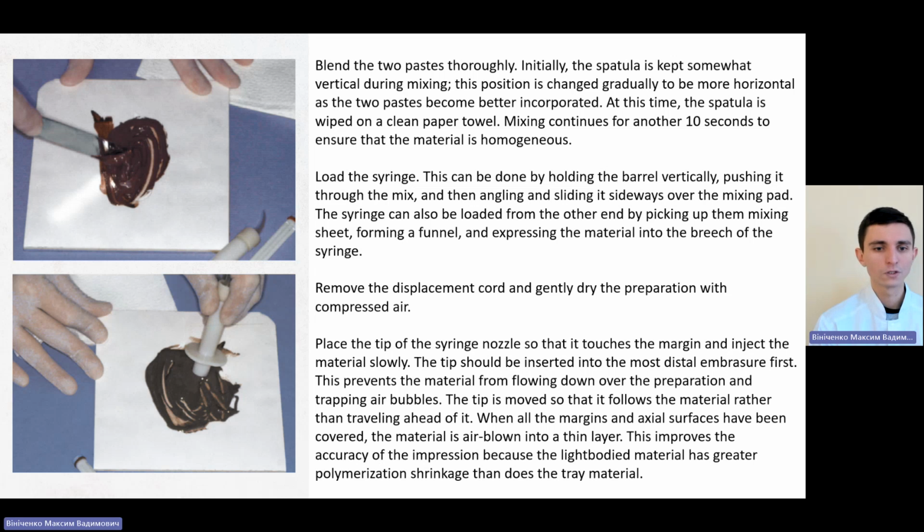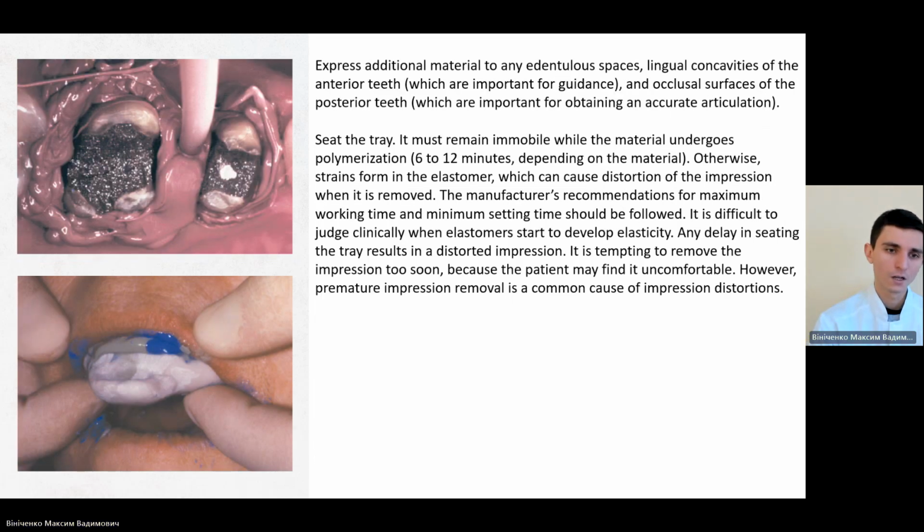The tip is moved so that it follows the material rather than traveling ahead of it. When all the margins and axial surfaces have been covered, the material is air-blown into a thin layer. This improves the accuracy of the impression because the light-bodied material has greater polymerization shrinkage than does the tray material.